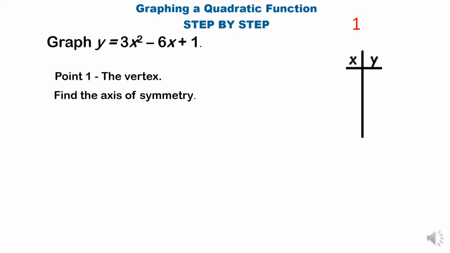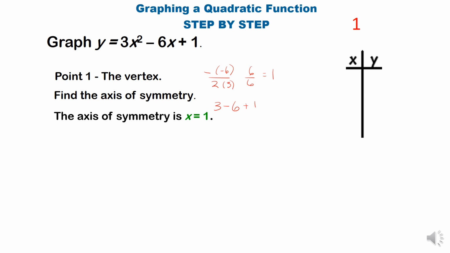Okay, so here's the first step. Our first point is going to be our vertex. So we want to find our axis of symmetry. So we're going to go negative 6 over 2 times 3, is 6 over 6 is 1. So we're going to know that that's true. Then we're going to plug in that to get our vertex. So we're going to go 3 times 1 squared is 3, minus 6 times 1 is minus 6, plus 1.